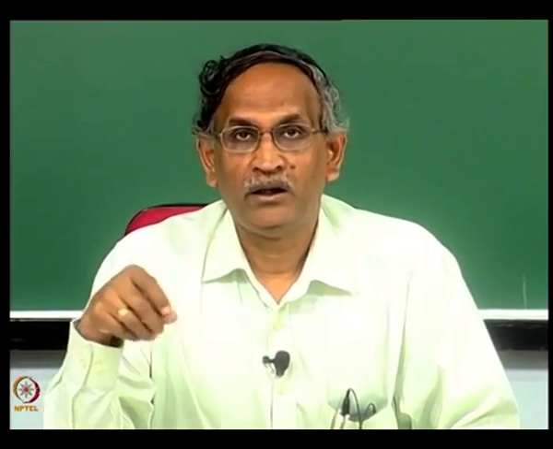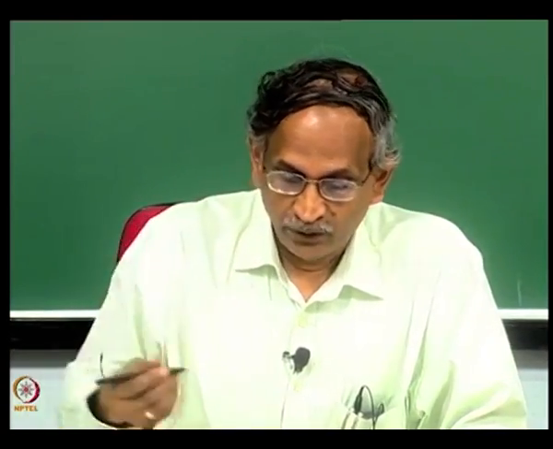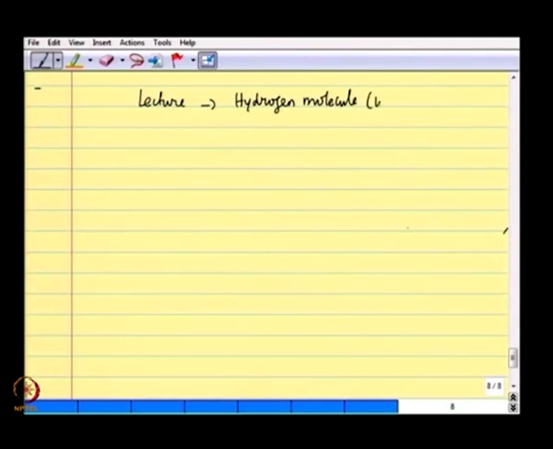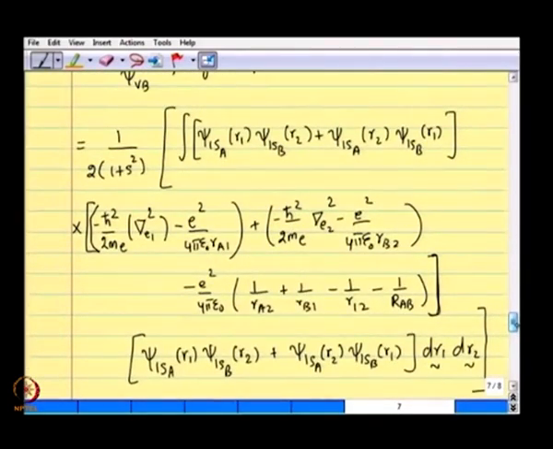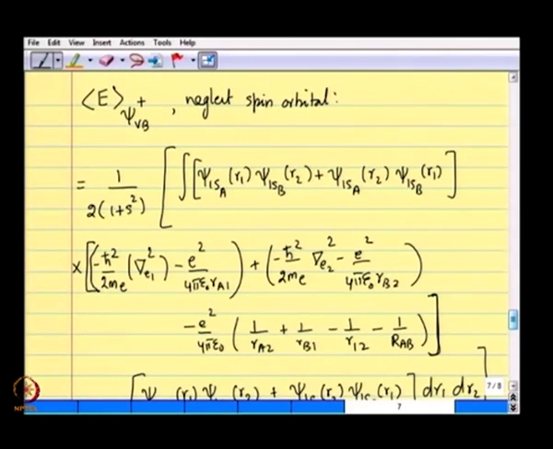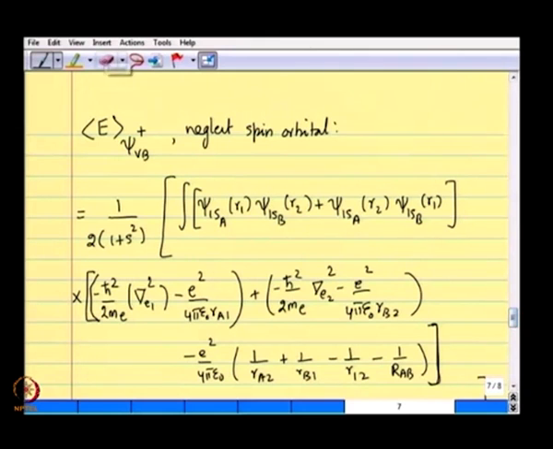So let me recall the last equation that we wrote down. This is on the hydrogen molecule, continued. Let me go back and recollect the expression for the energy using the valence bond wave function. The valence bond wave function is for the two nuclei denoted A and B, and the electrons denoted 1 and 2 with the electron coordinates r1 and r2.